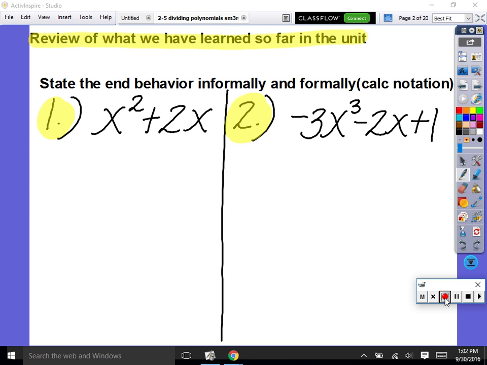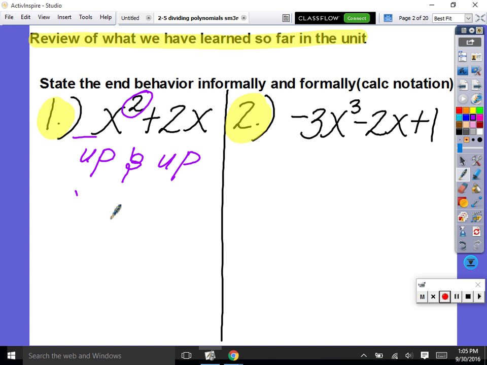It's what's happening to the far left and far right of the graph, correct? So everybody write it down on your whiteboard, figure out in your groups the answer to this one. Go. So you guys are getting it. Check your answers. So you guys tell me what you get for this one. Up and up, so it was even, it was positive, so we knew it was up and up.